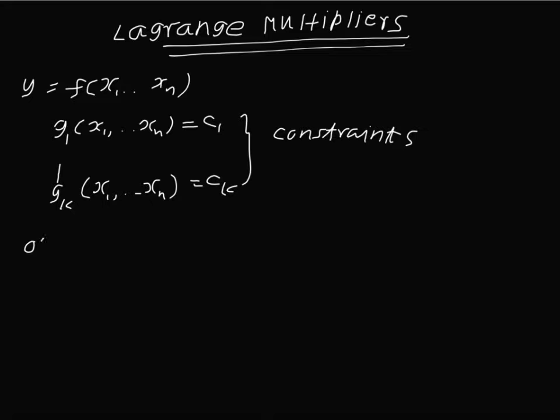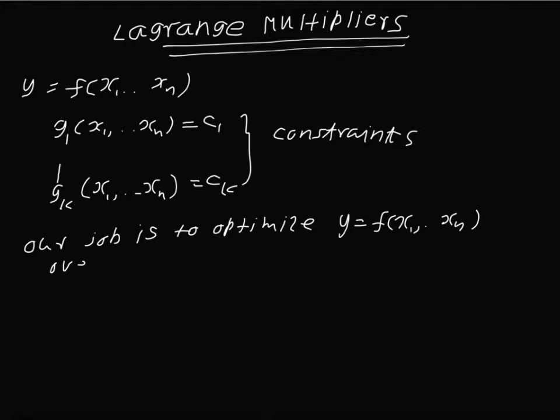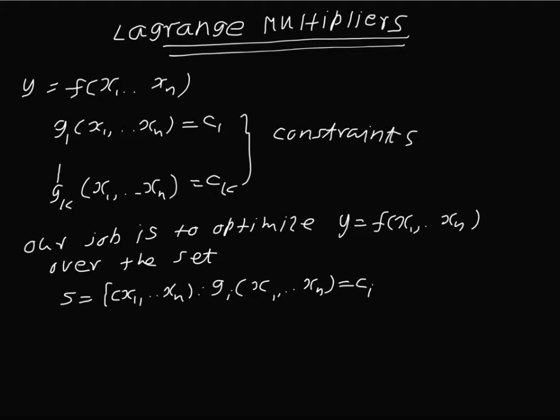Our job is to optimize the function y equals f of x1 to xn over the set S. We can define S as the set of x1 to xn elements that satisfy these constraints, for all i equal to 1 to k.